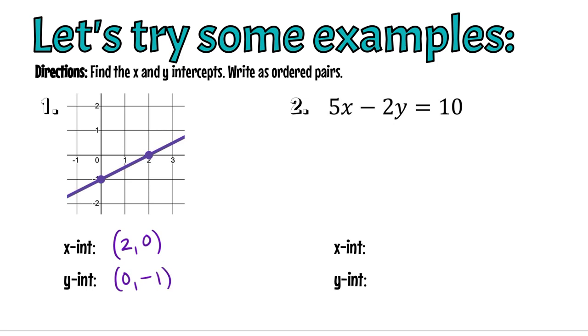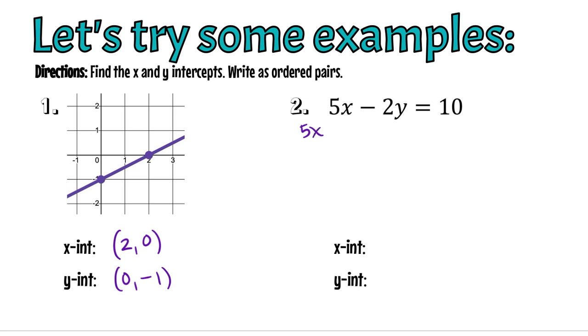Now, in number 2, we have an equation. So here we have to calculate to find the x-intercept and y-intercept. So what do we notice about the graphs in the previous example? Remember, the x-intercept is where the graph crosses the x-axis. What is the y value here? The y value is 0, right? The y value of the x-intercept is always 0. So if we know that, we can plug in 0 for y to find the x-intercept.